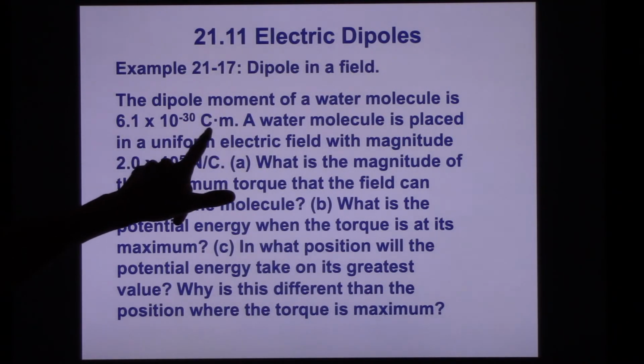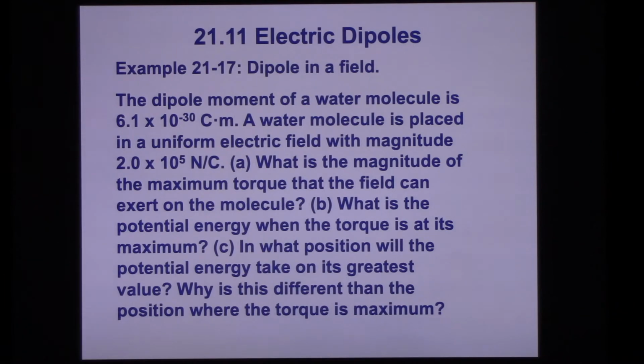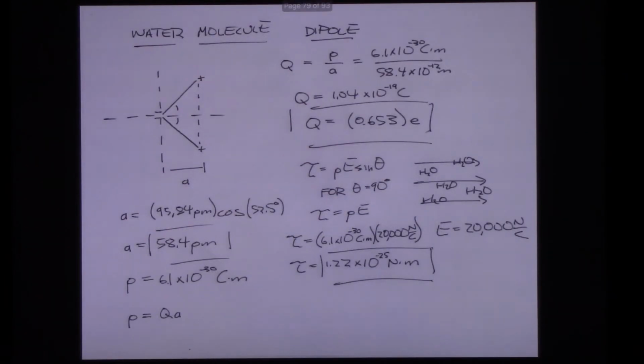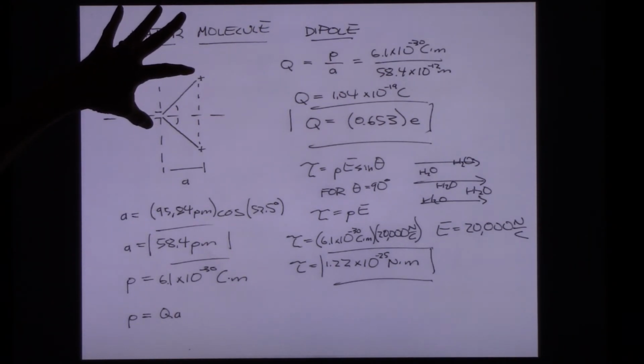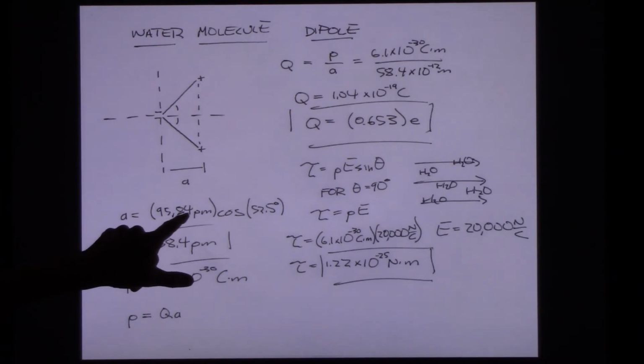Anyway, this is how much dipole a water molecule has. First of all, I wanted to look at the water molecule and ask, what does that mean? So here's a water molecule. I looked up some numbers. It said in the water molecule, the bond length, this distance right here, is 95.84 picometers.